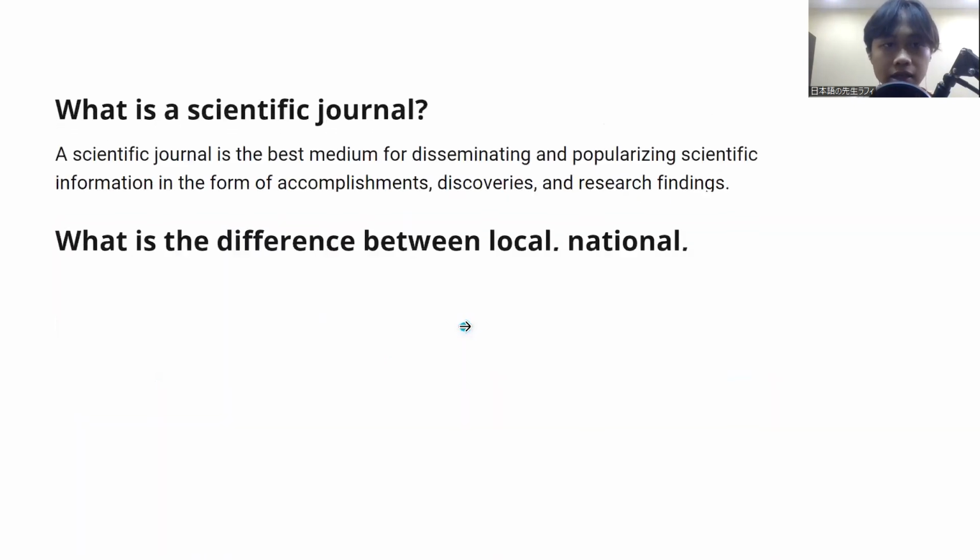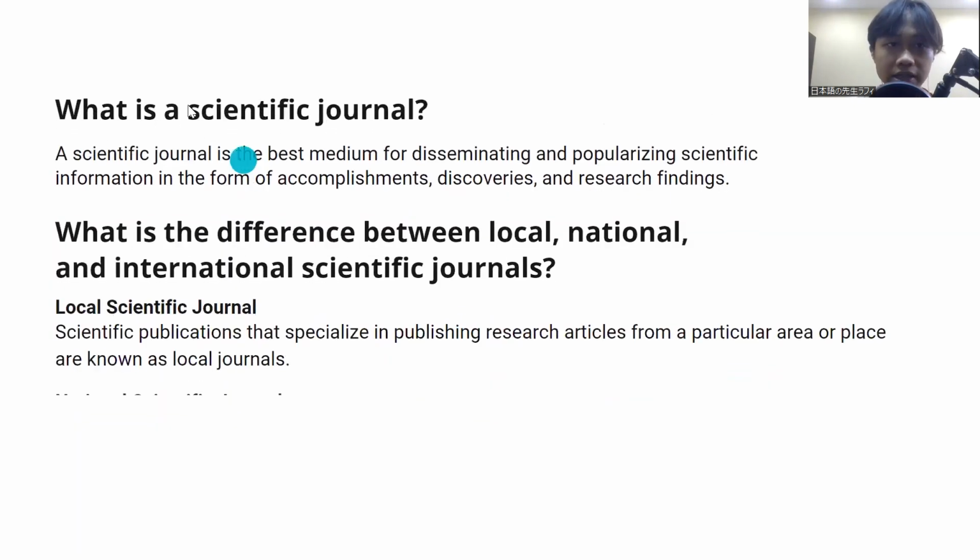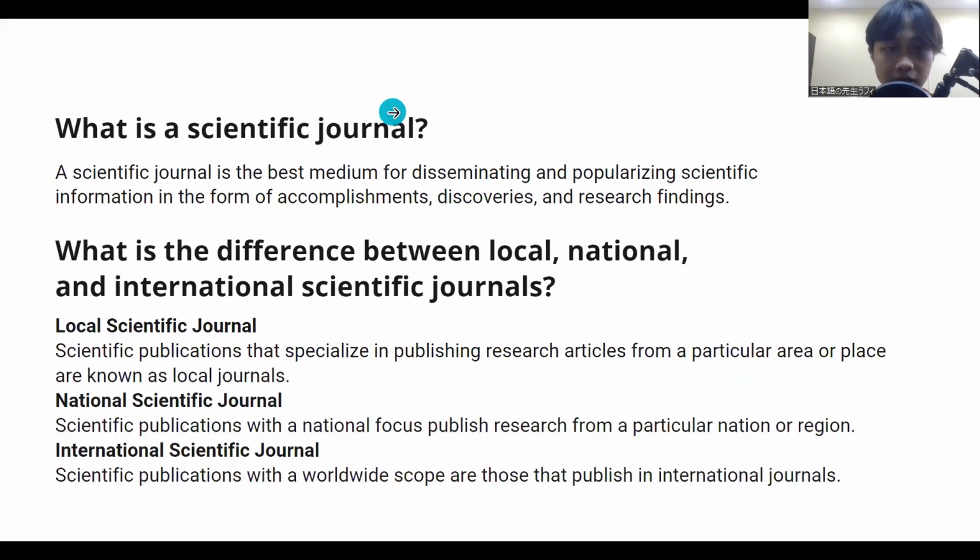And the next is what is a scientific journal? A scientific journal is the best medium for disseminating and popularizing scientific information in the form of accomplishments, discoveries, and research findings. The next is what is the difference between local, national, and international scientific journals?